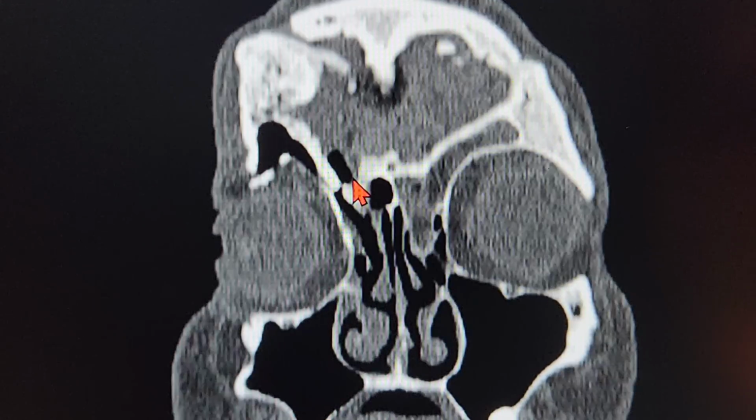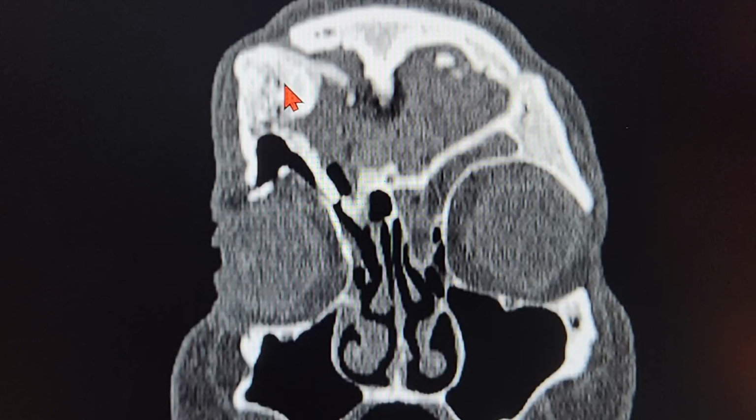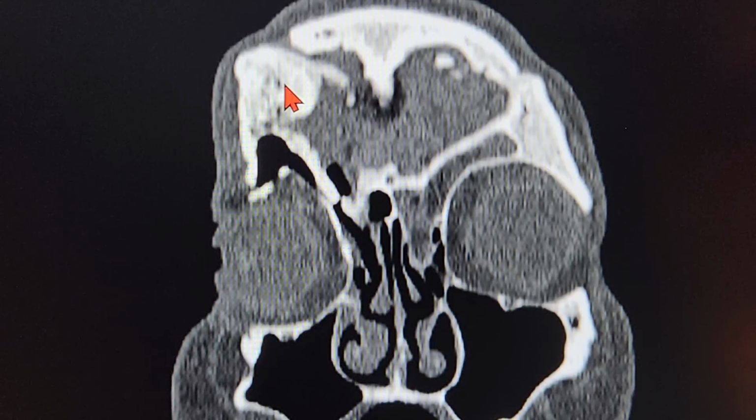So as we go behind, yes, that's the brain there, and you can see a lot of changes here in the structure of the cortical structure of the bone over here. You can see a lot of changes. There's a through and through gap over here. You can see there's no protection of the skull over here to the brain.